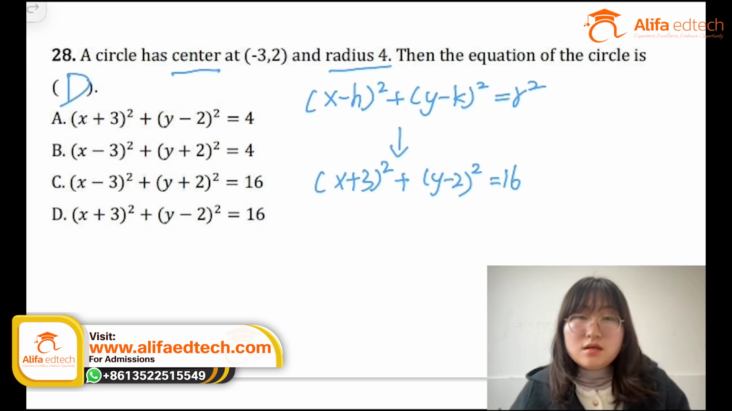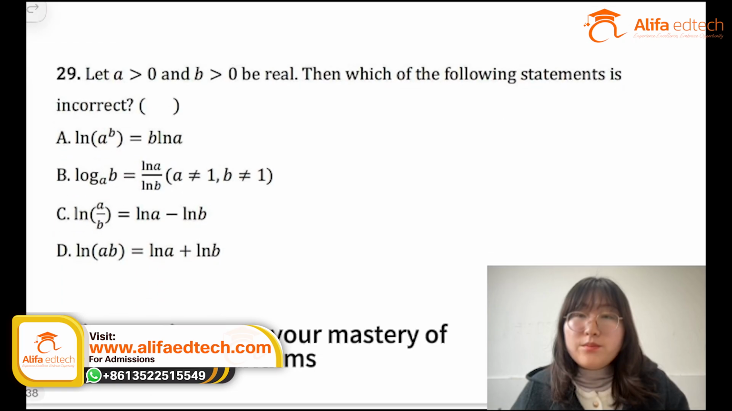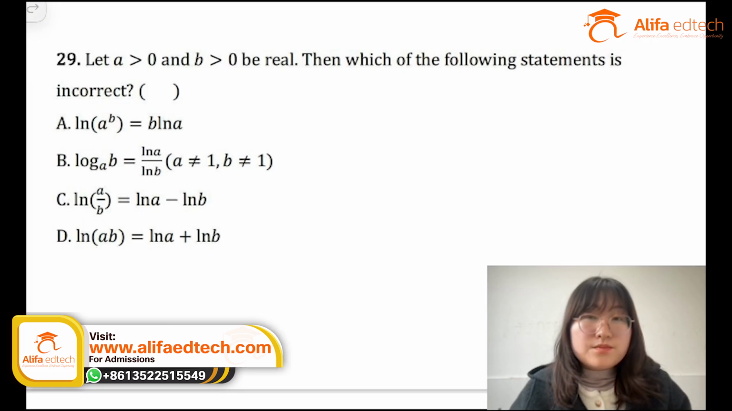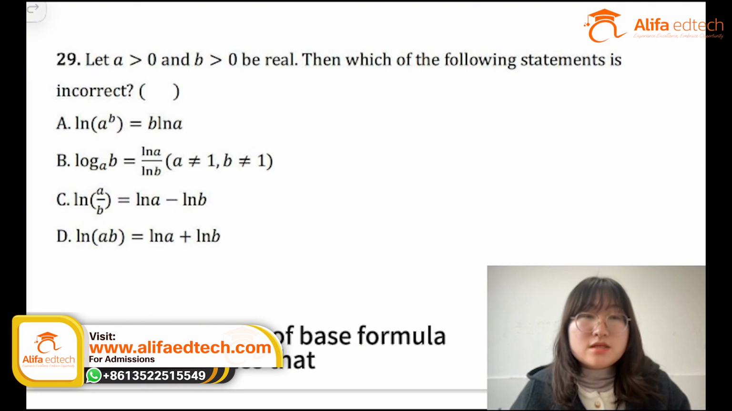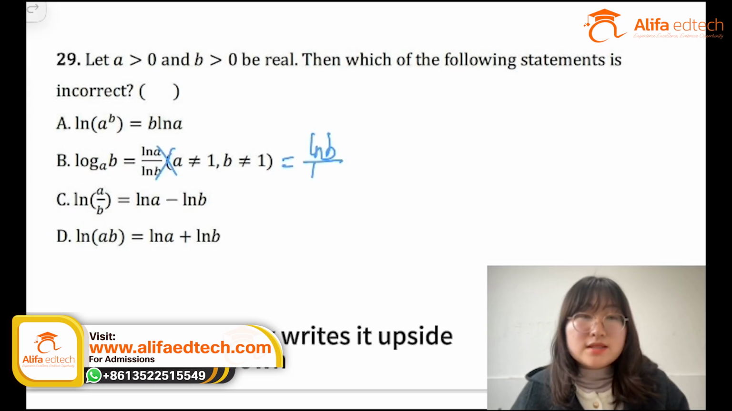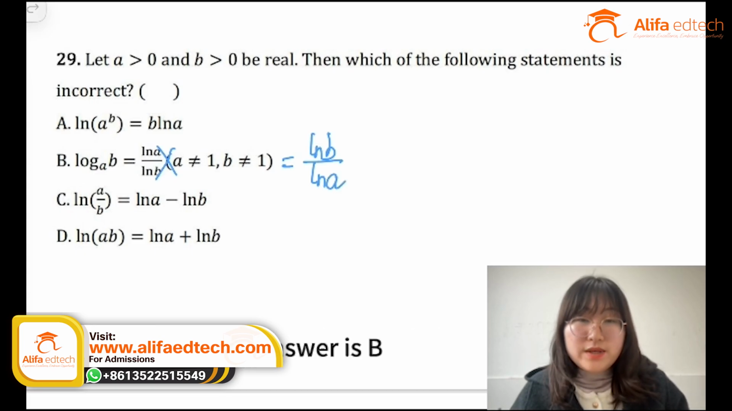Question 29. This question tests your mastery of logarithmic properties. Let's examine option B. The proper change of base formula states that log base a of b equals natural log of b over natural log of a. Option B incorrectly writes it upside down. The correct answer is B.